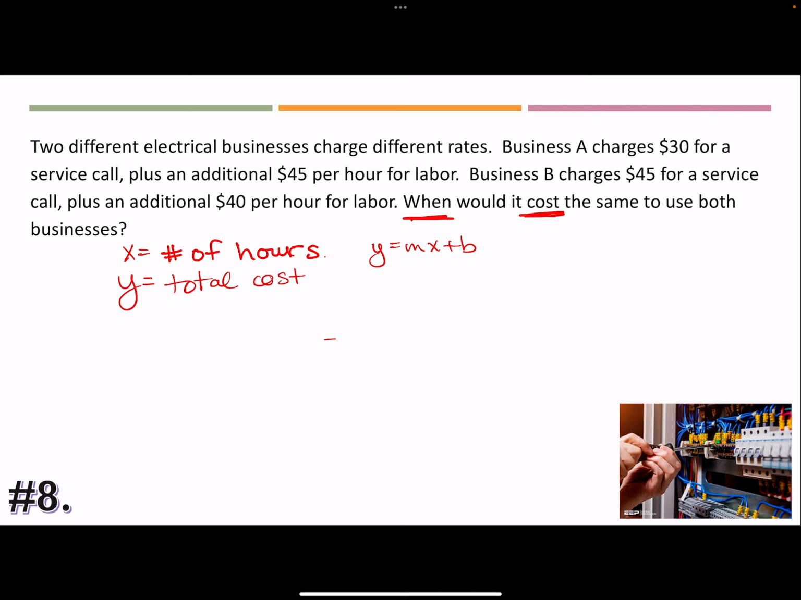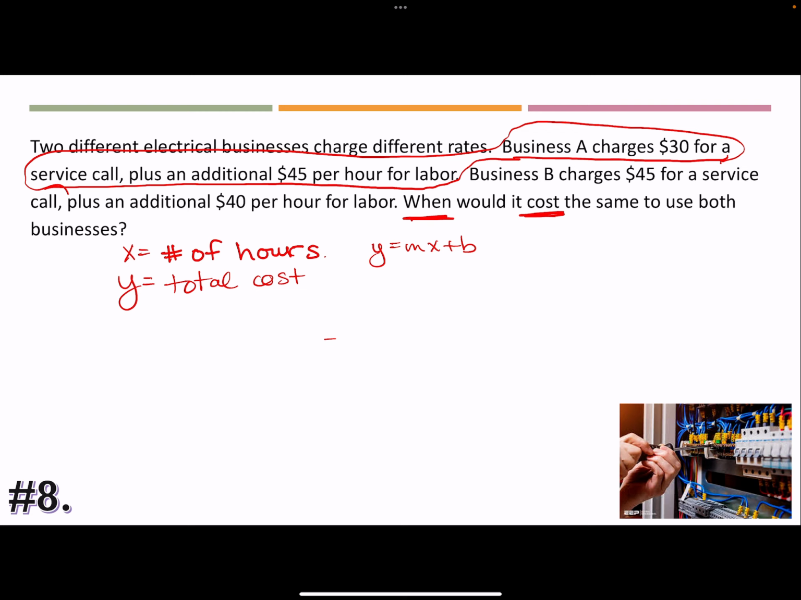If I look back into the problem, I give you information about business A. Business A charges $30 for a service call plus $45 per hour for labor. All of this information goes together. Let me just circle it real fast. And then I have information separately about business B. Each set of information is going to give me one equation.